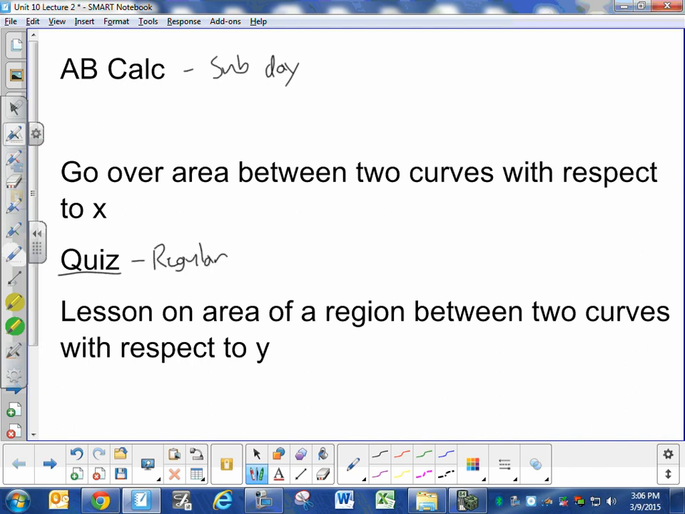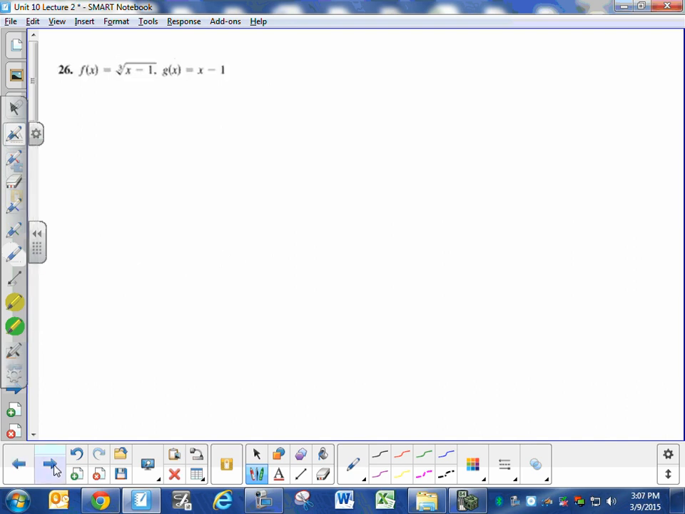You will turn it into the box. And then when everybody's done the quiz, we will have our lesson. Sub's gonna pause the video when we get to the quiz. He'll play the video when everybody's done. We'll do a lesson on area of a region between two curves, but with respect to y. So let's start with going over homework.